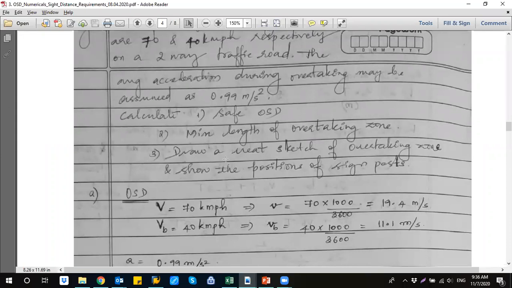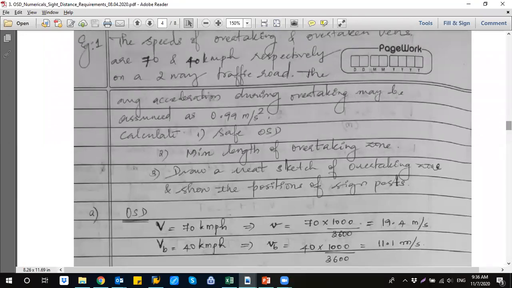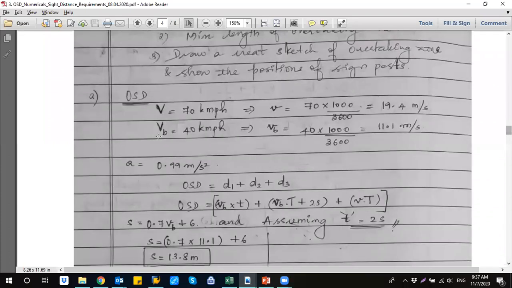Third, you are expected to draw a neat sketch of the overtaking zone and show the positions of the signposts. Got it? So now, what is the given data? Your given data is only two speeds and acceleration. The overtaking and overtaken vehicle speeds are given, right? That is capital V. Here they are given in kilometer per hour.